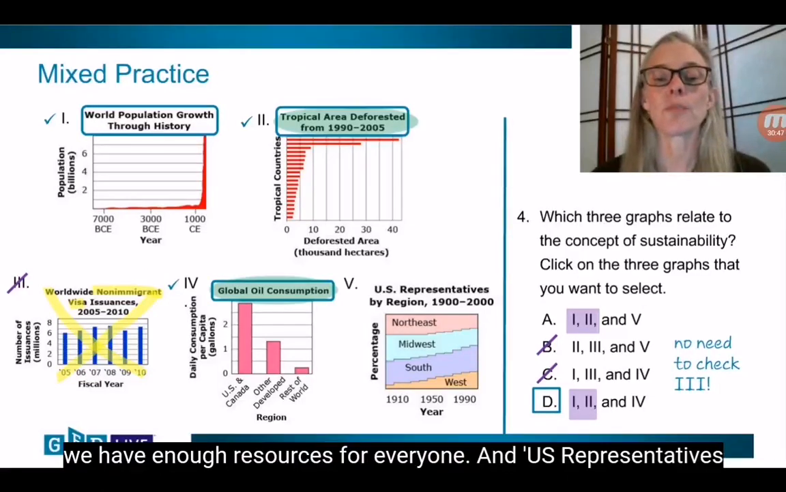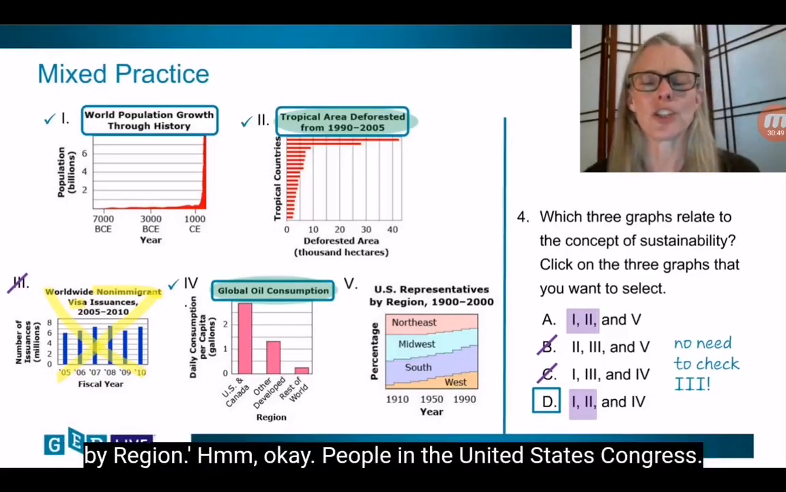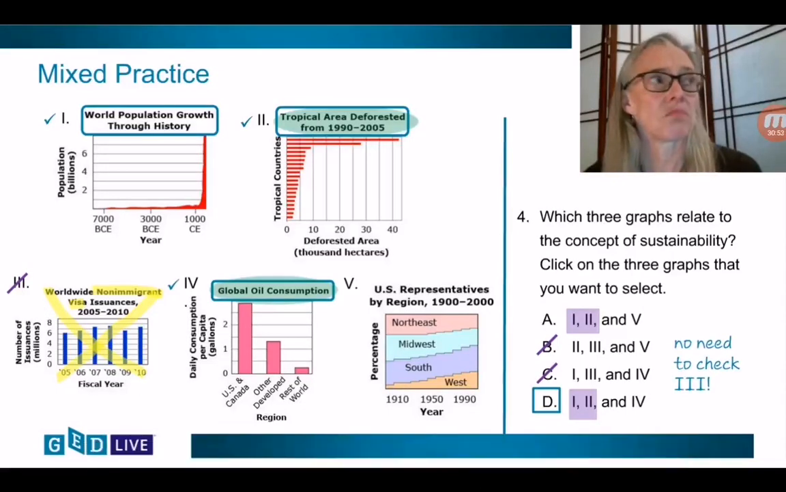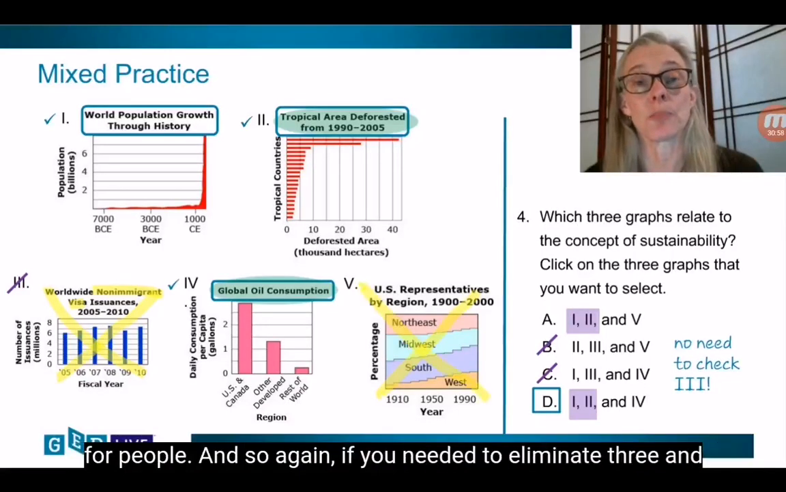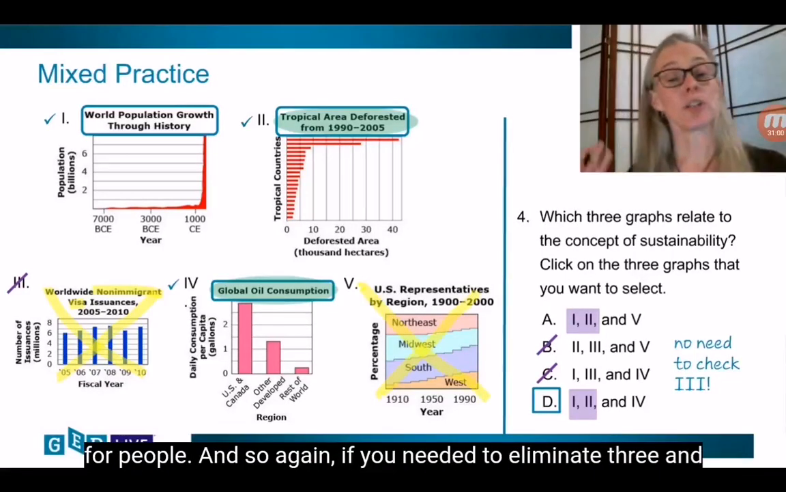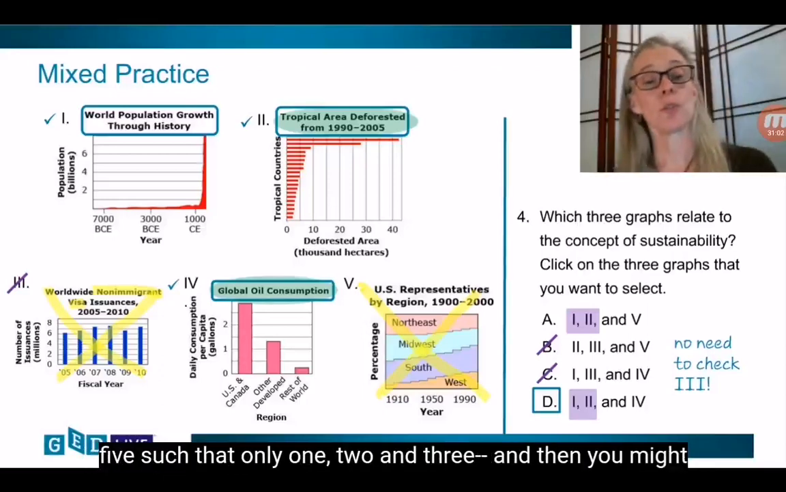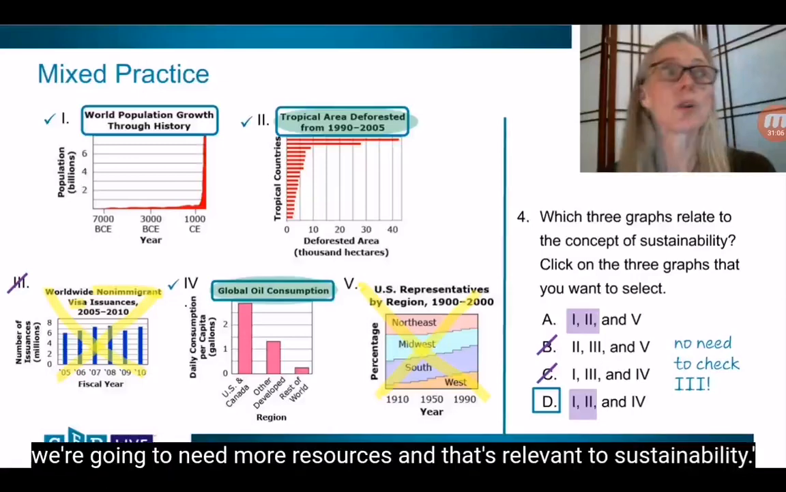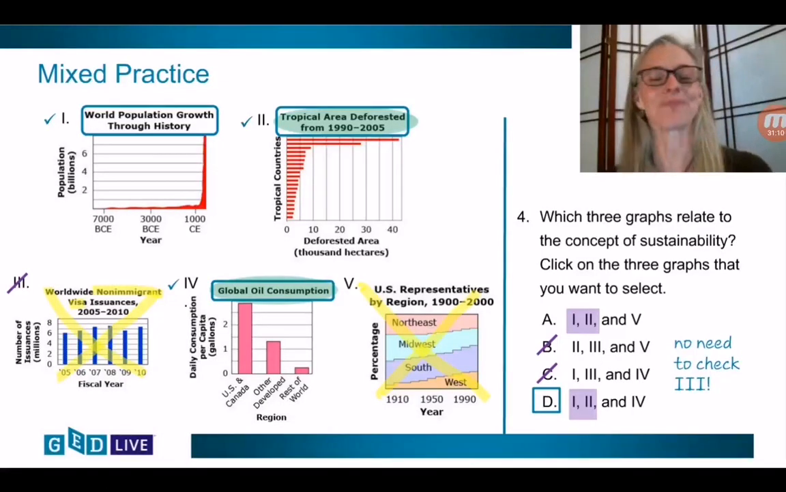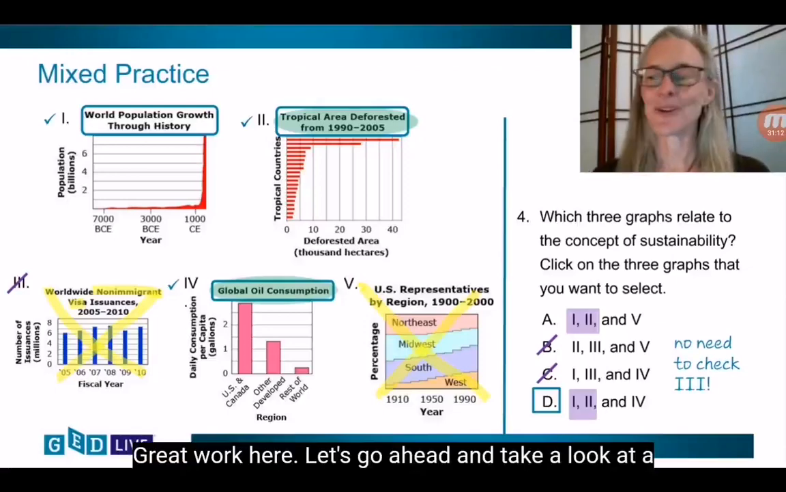And US representatives by region, okay, people in the United States Congress, that's not going to have anything to do with resources or providing for people. And so again, if you needed to eliminate 3 and 5, such that only 1, 2, and 4 remain, you might take another look at 1 and say, oh, of course, if we have more people, we're going to need more resources. That's relevant to sustainability. Okay, so great work here.